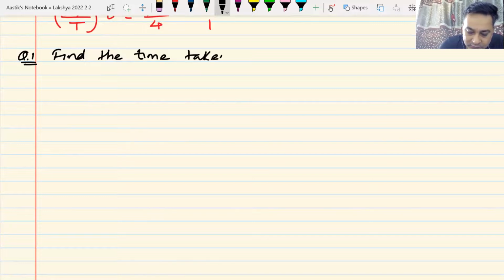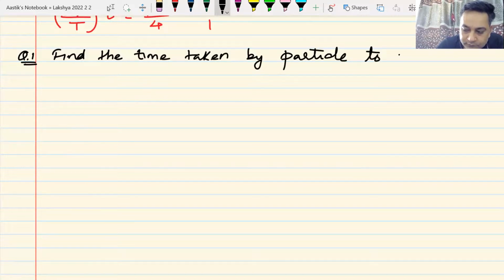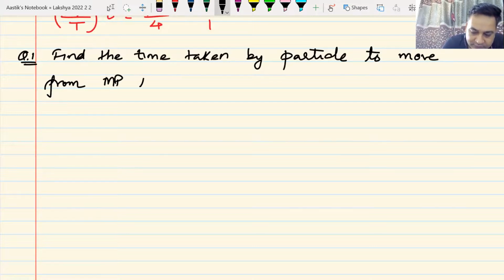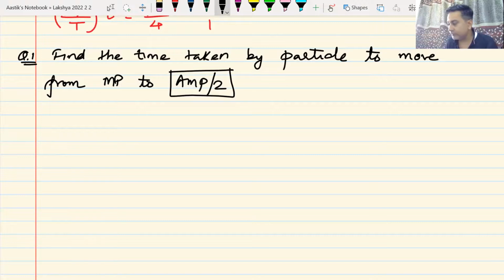Find the time taken by the particle to move from, remember, my question is from mean position to a position where the displacement is amplitude divided by 2. Do we understand the question? In the question that was asked originally, it was from extreme position to a by root 2. My question is from mean position to amplitude by 2. Can you solve this for me, everyone? I will give you a minute to do this. Okay, then I will help you out.